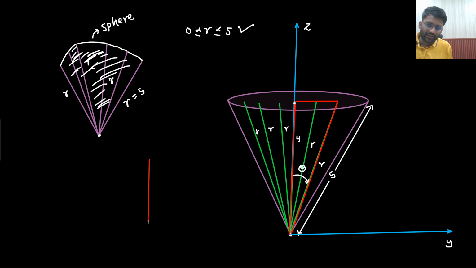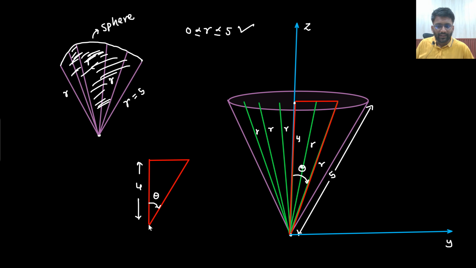Just take out this right angle triangle. What is this distance? This distance is 4. This angle is theta. And this is the radial distance of a random point, r. Say yes or no?